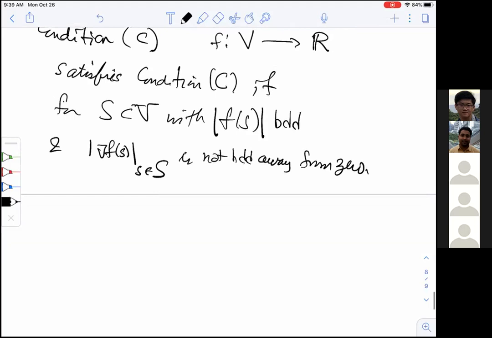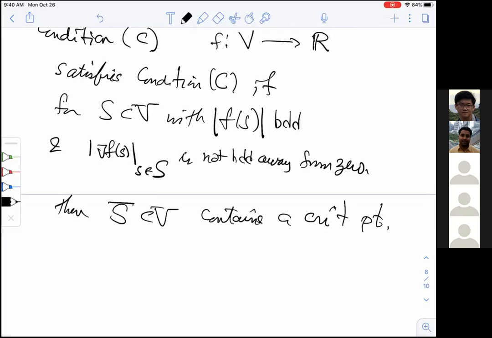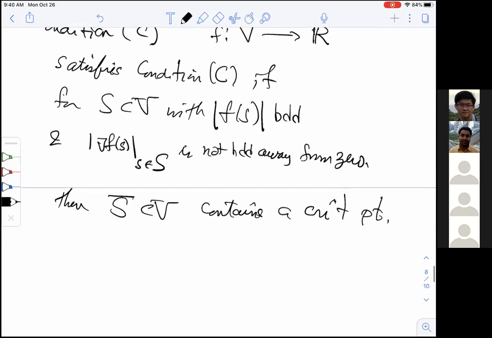So condition C says, if you have a subset on which the function is bounded and the norm of the gradient is not bounded away from zero, then the closure of S in the Hilbert manifold contains a critical point. So this is saying, in a region of the space where the function is bounded, if you can get closer and closer to solving the equation df equals zero, then in fact you can solve that equation somewhere in the closure of your set. So better and better almost solutions converge to a solution in a region where the function is bounded.